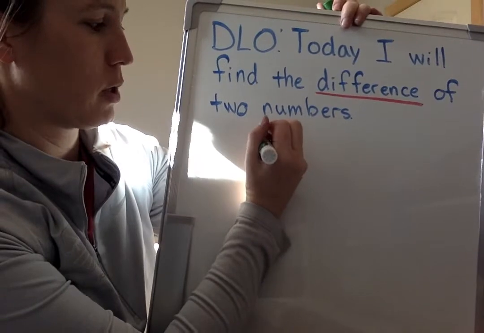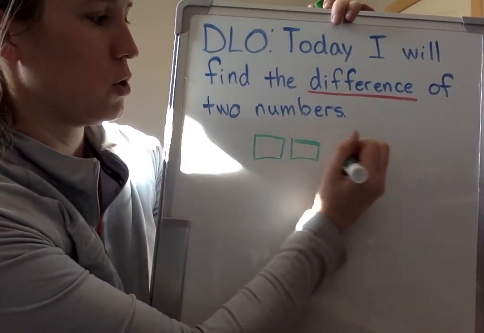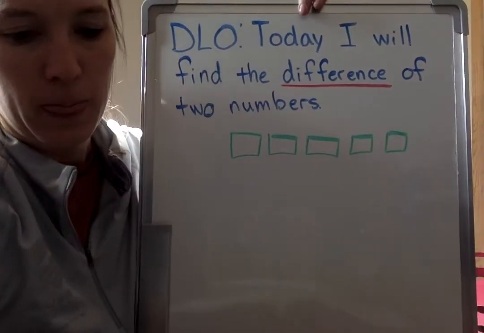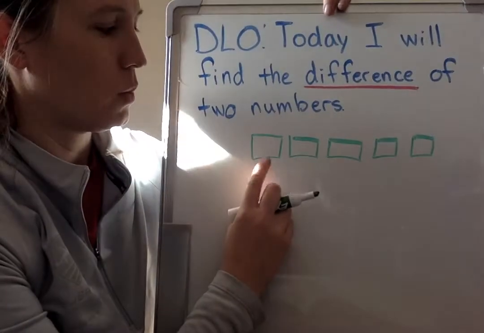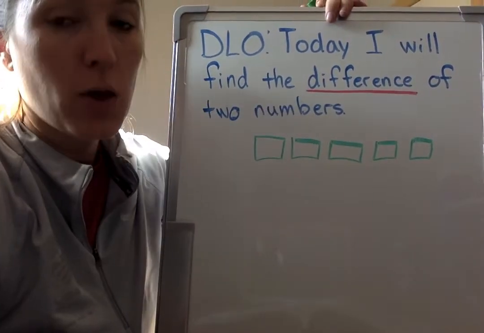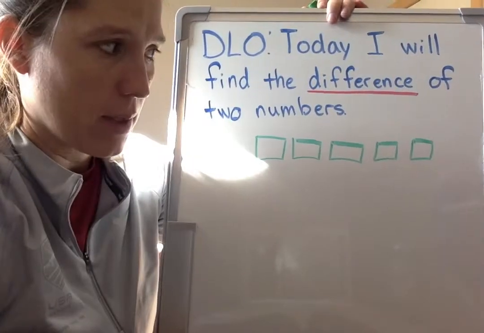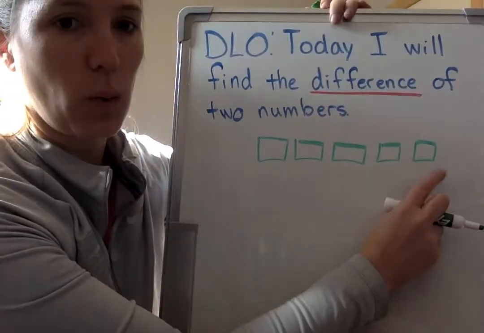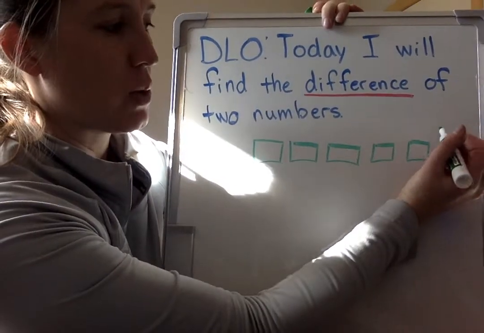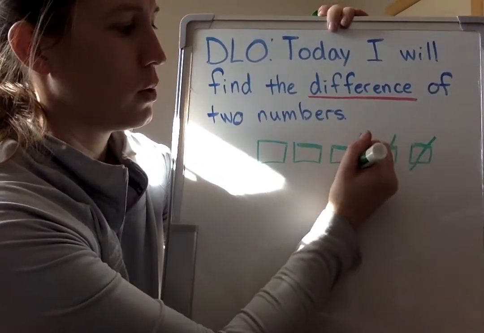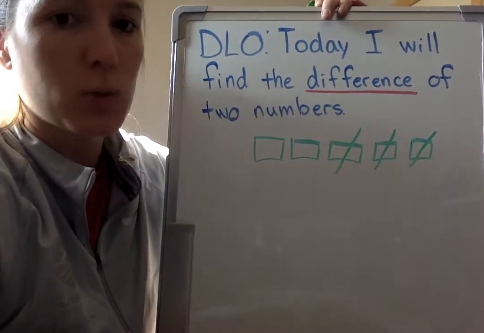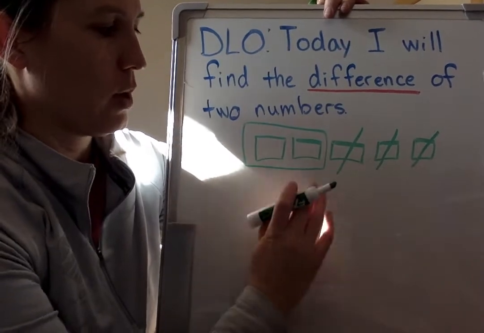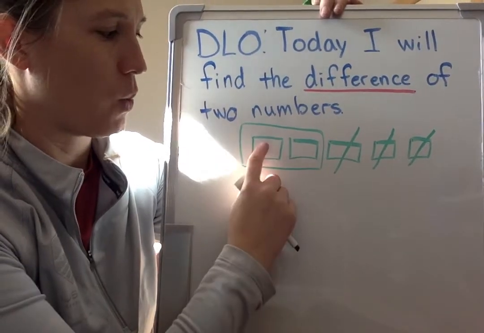That would be like squares. 1, 2, 3, 4, 5. There are 5 cubes. 3 are taken away. We're taking away 3. So count with me. We're taking 3 away. 1, 2, 3. How many cubes are left? So I'm going to circle how many are left. How many are left? 1, 2.